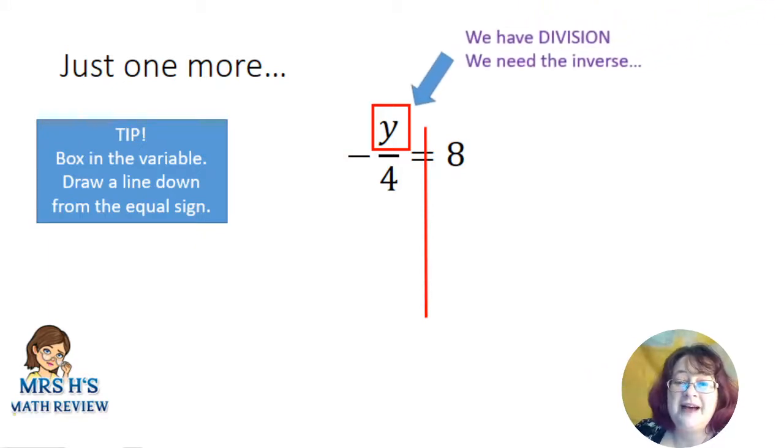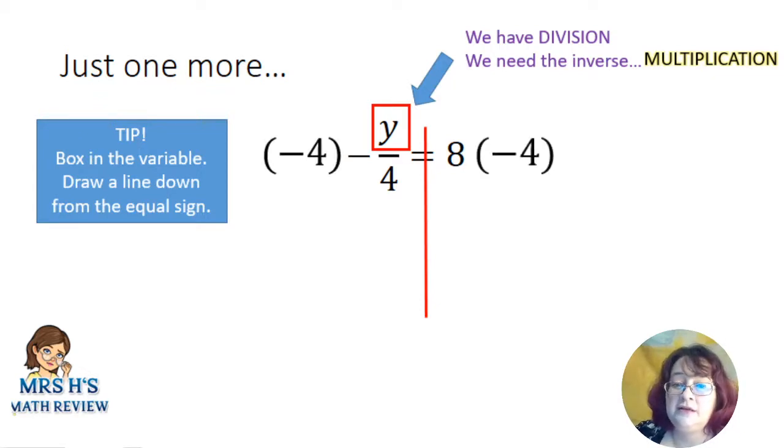So here I'm dividing, and I want the inverse, multiplication. So we talked about keeping the negative with the 4, so if I'm dividing by negative 4, I want to multiply by negative 4. And I'm going to do the same thing on the other side. Well, a negative 4 on the top of a fraction, or multiplied by negative 4 on the bottom of a fraction, those cancel each other out.